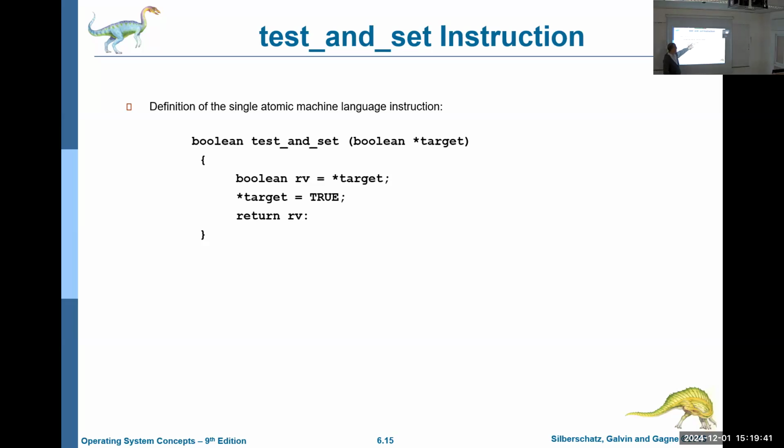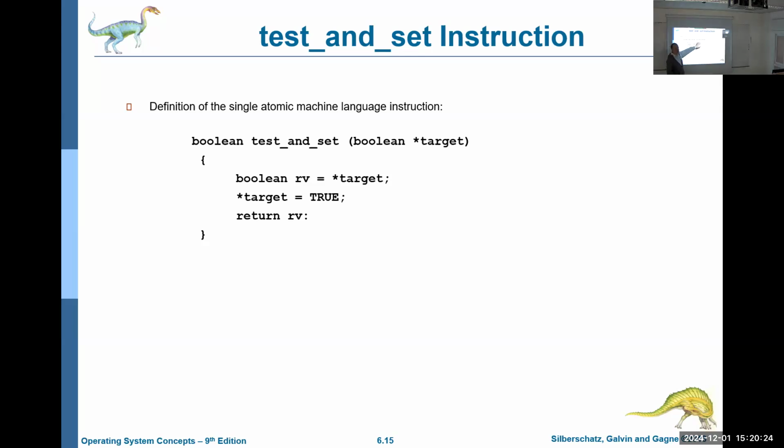Boolean RV is a Boolean variable which gets the value of the target. This is getting a pointer to the target, dereferencing it, getting the value. Then we change that value to true. So we set it and return the original value. See, the first thing we do is copy the original value into RV, the return value, and then we return it. Whatever you had there before, we give you back, whether it was true or false. But no matter what, we set it to true.